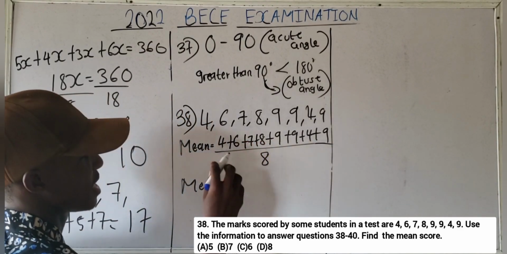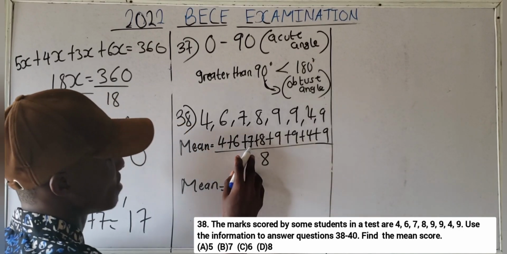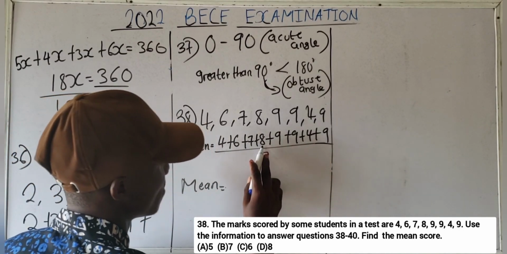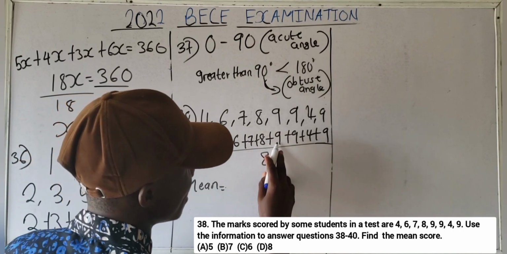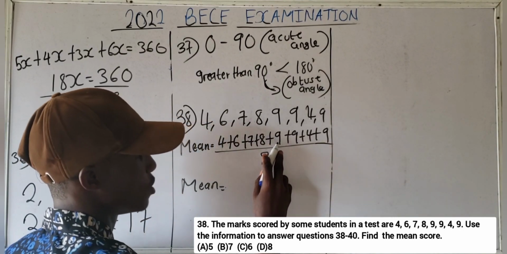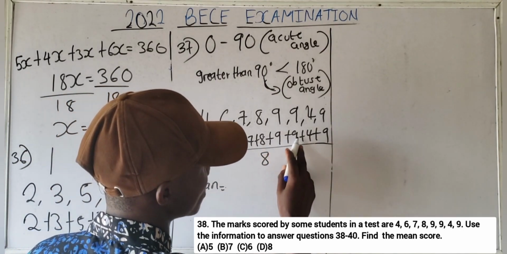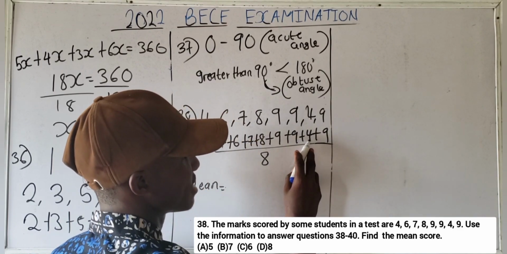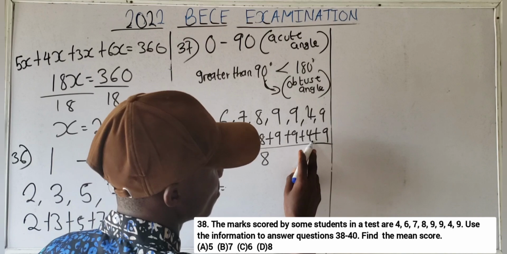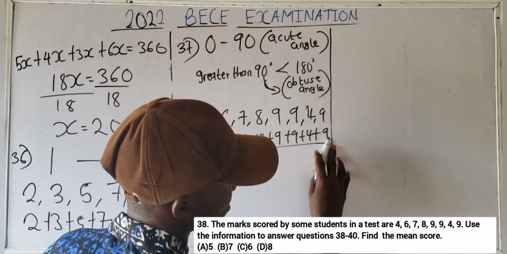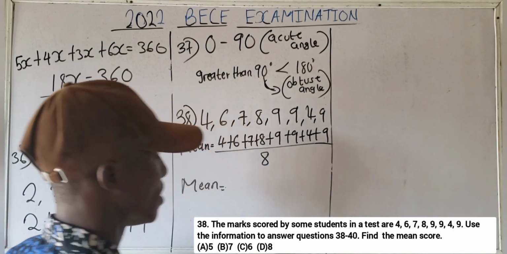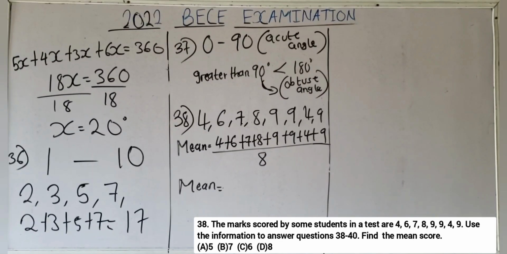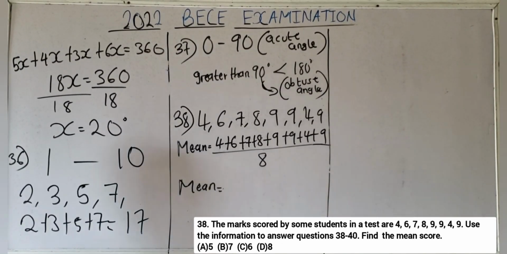Okay? 4 plus 6 is 10. 10 plus 7 is 17. 17 plus 8, that is 25. 25 plus 9, that is 34, you understand? 34 plus 9, that is 43. 43 plus 4, that is 47. 47 plus 9, that is 56, you understand? Okay, so the sum is 56.